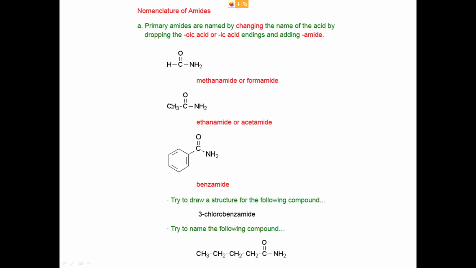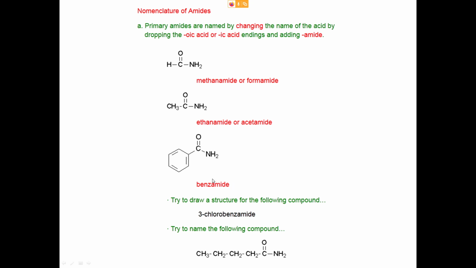Right? This one here, the next simplest one, has 2 carbons in the chain. So instead of ethane, it's just ethanamide. Right? So these are fairly simple. The one with the benzene ring in it is very, very simple as well. If this were an OH, it would be benzoic acid, right? We learned that one before. So I'm just changing the OH to an NH2. So instead of benzene, it's benzamide. Right, we dropped the oic acid from benzoic acid and added amide.